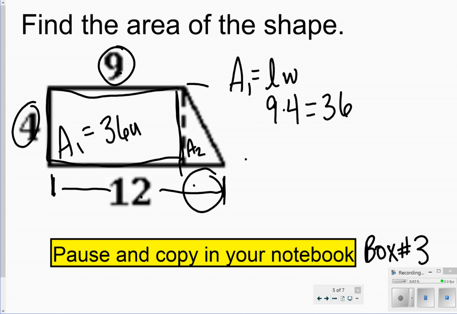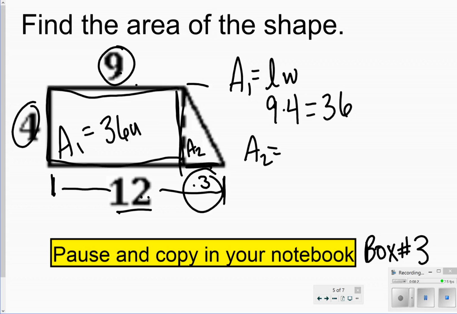Well, therefore, that leaves area 2, which is a triangle, and we have to figure out what the measurements are. Well, several things that we can look at. The first one is this bottom number, 12. Since 9 was on top, but 12's on the bottom, that must mean the difference between the 9 and the 12 is this space right here. So this space is going to be 3.